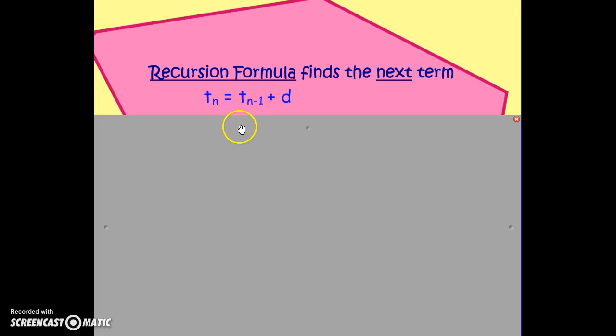And again, this just means the n is the number that I'm looking for. So if I was looking for T6, the one I'm looking for is 6, so 6 minus 1 is 5. So I would take the 5th term plus the difference. If I was looking for the 100th term, I would take the 99th term plus the difference, and so on and so forth.